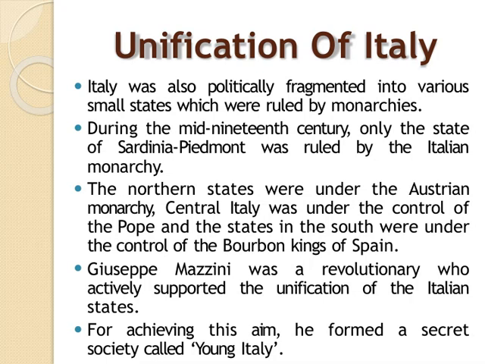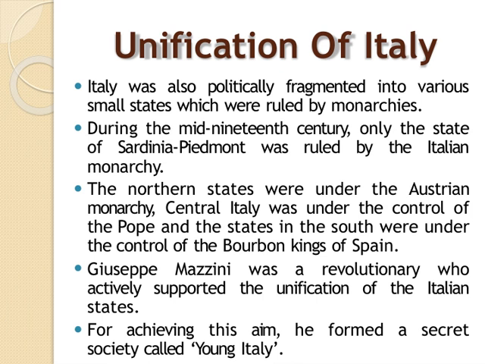Italy was also politically fragmented into various small states, which were ruled by monarchies. During the mid-19th century, only the state of Sardinia-Piedmont was ruled by the Italian monarchy. The northern states were under the Austrian monarchy, central Italy was under the control of the Pope, and the states in the south were under the control of the Bourbon kings of Spain. This fragmentation made Italy vulnerable and hindered its progress, but it also created a challenge that needed to be overcome for unification.